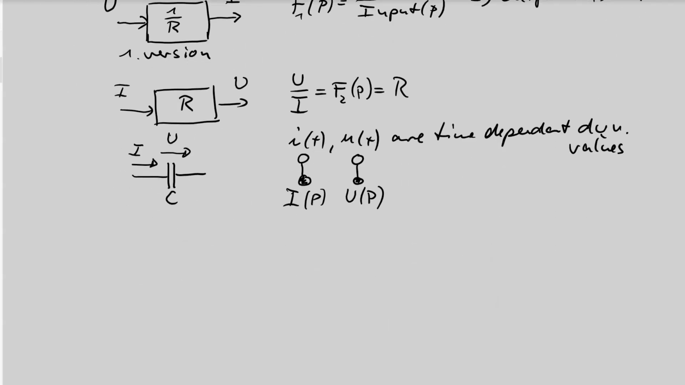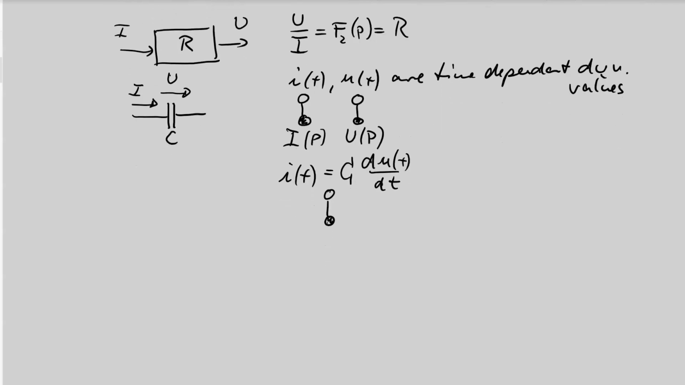The following way you have learned: the current through a capacitor is dependent on the change of the voltage. If there is a voltage change, then we have a current, and the proportional factor of the first derivative of the voltage is the capacitance C. So the physical law of a capacitor is i equals C times du over dt. That's the time domain equation, and in the same way we can write down the frequency domain equation.